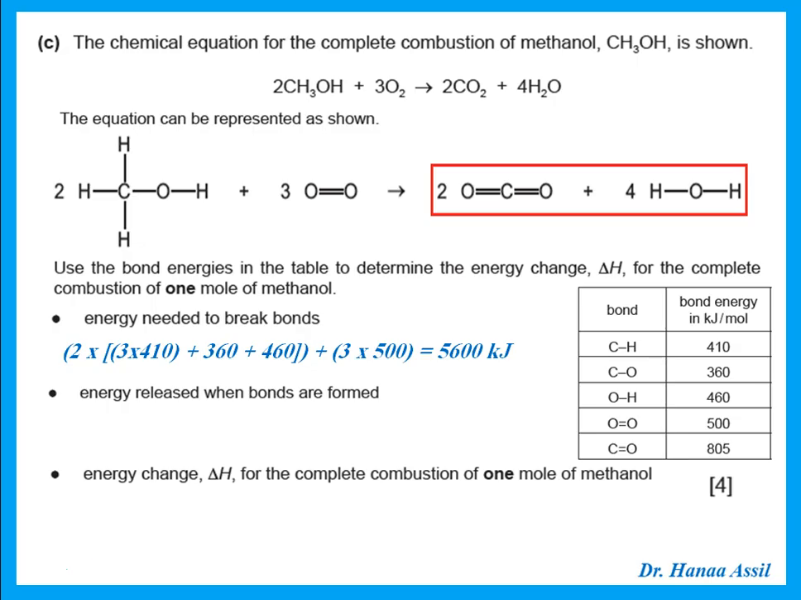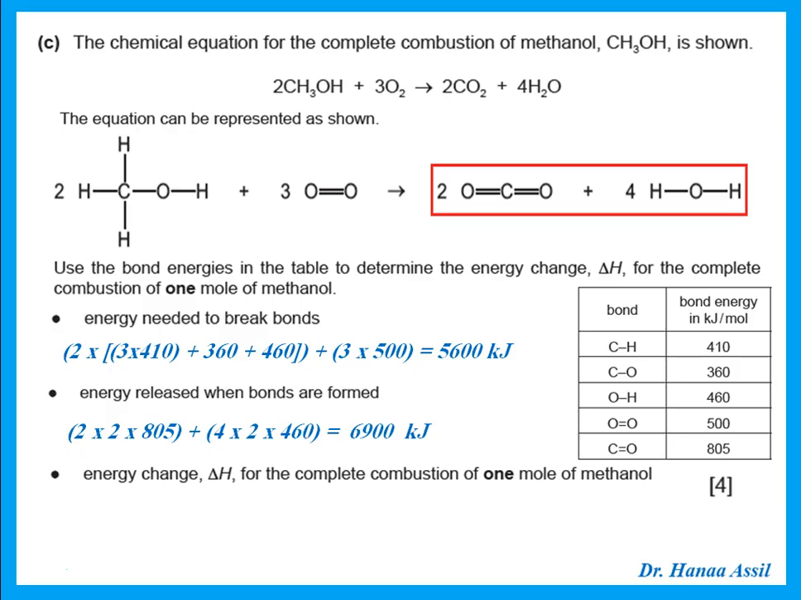Now, energy released when bonds are formed, remember we said bond formation in the products is exothermic. So when these bonds are formed, they give out energy. Now they will give out how much energy? Well, we have 2 of the CO2 and each of the CO2 has 2 CO bonds. So I have 2 times 2 of the CO bonds. The CO bond is 805. Plus I have 4 water molecules, but each water molecule has 2 OH bonds. So that's 4 times 2 times the OH bond, which is 460. This gives me a total of 6900 kilojoules.